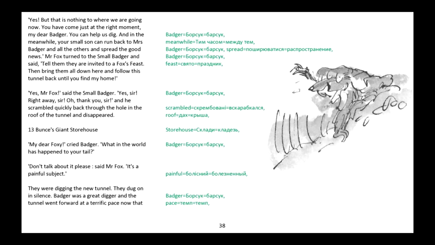Mr. Fox turned to the small badger and said, "Tell them they are invited to a fox's feast. Then bring them all down here and follow this tunnel back till you find my home." "Yes, Mr. Fox," said the small badger. "Yes, sir. Right away, sir. Oh, thank you, sir." And he scrambled quickly back through the hole in the roof of the tunnel and disappeared.